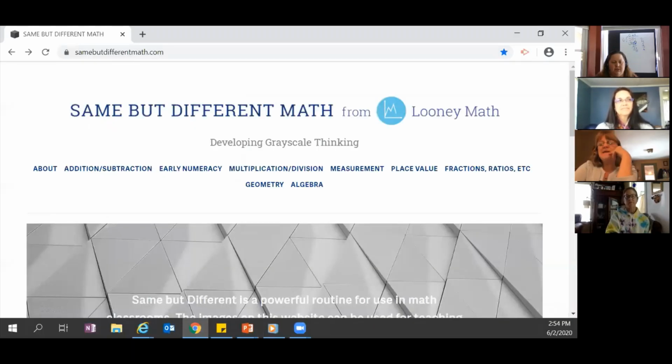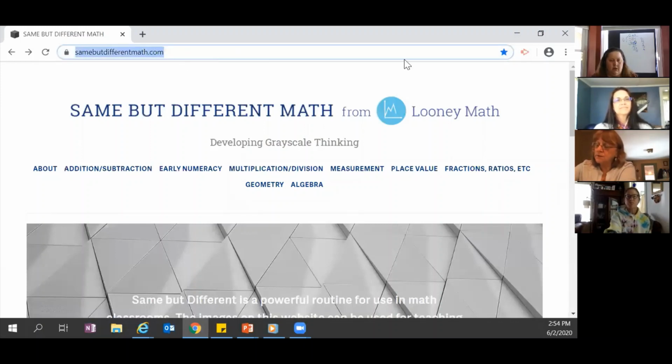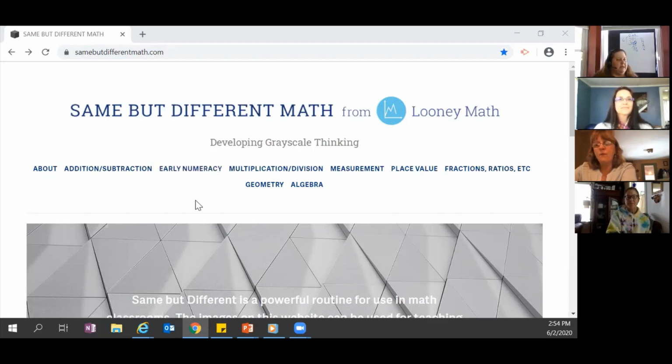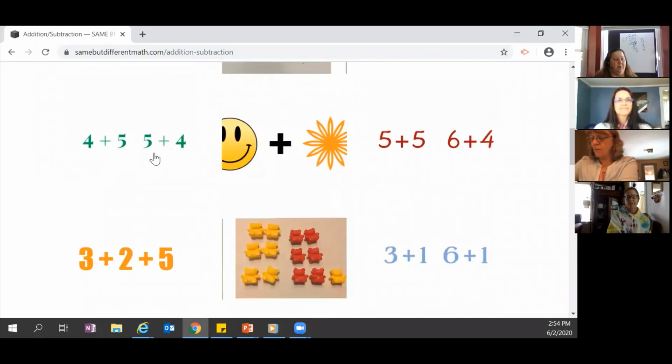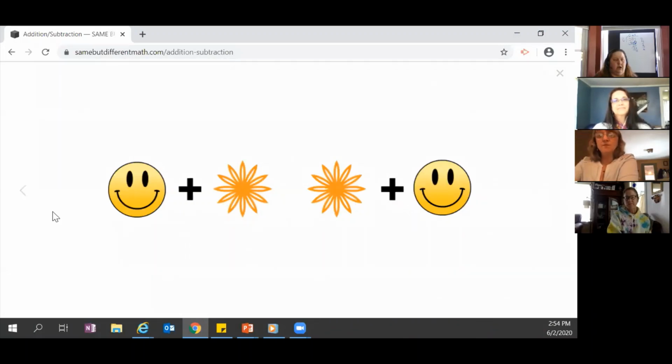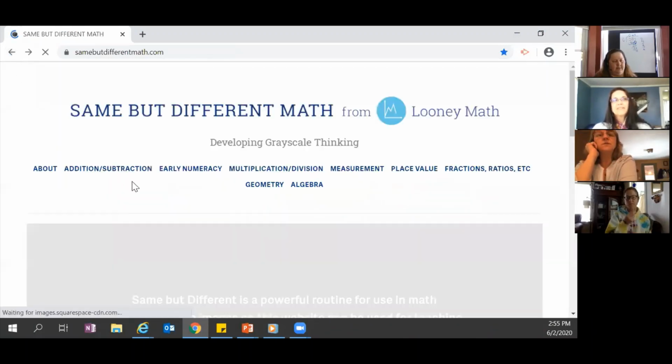There's lots of images, and I will... Same but different. Let me add that to the chat box. Oh, looks like Michelle already did. Thank you. So same but different. If I click on addition and subtraction, these are going to be images that might have to do with addition or subtraction. So addition problems, we can see that some of them are turnaround facts. Some of them might have the same sums, but they represent different numbers. If you click on them, they bring out the different pictures, because sometimes you can't see them.